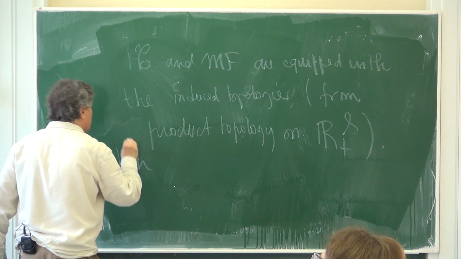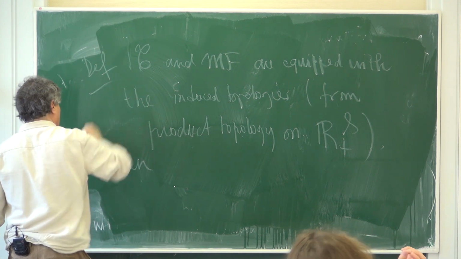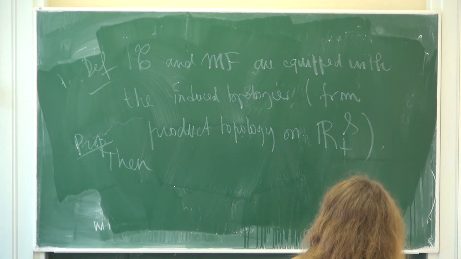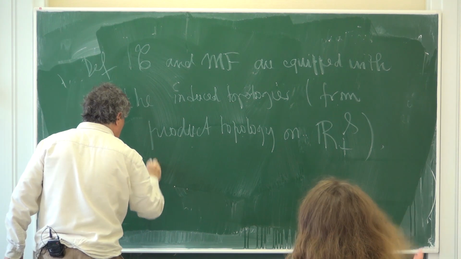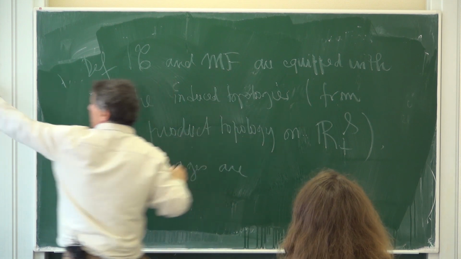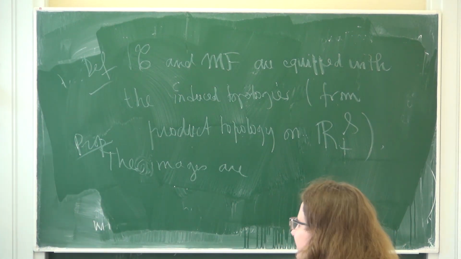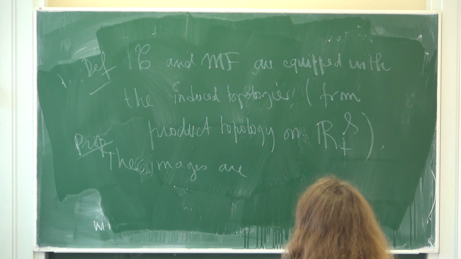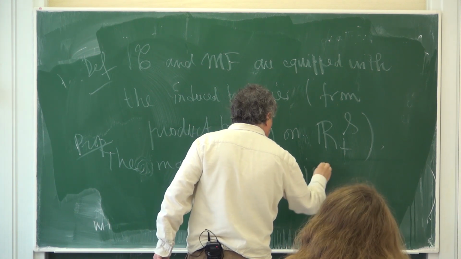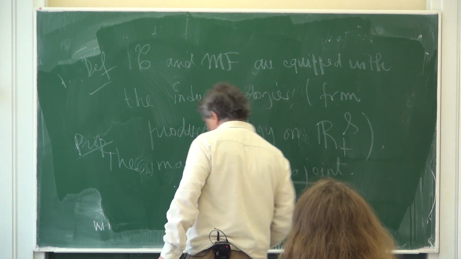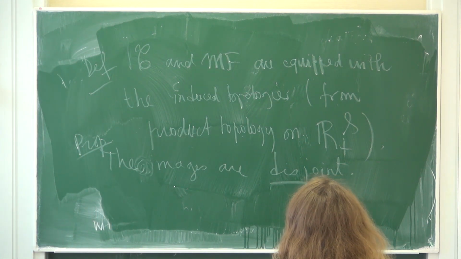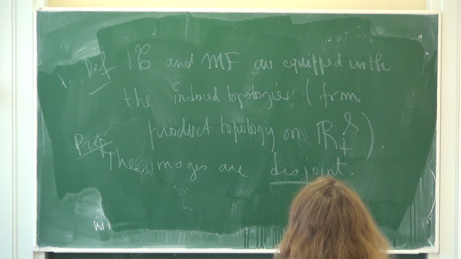So this is a definition, and this is a proposition. The two images, the image of Teichmüller space here and the image of MF here, are disjoint. This is not difficult to see.